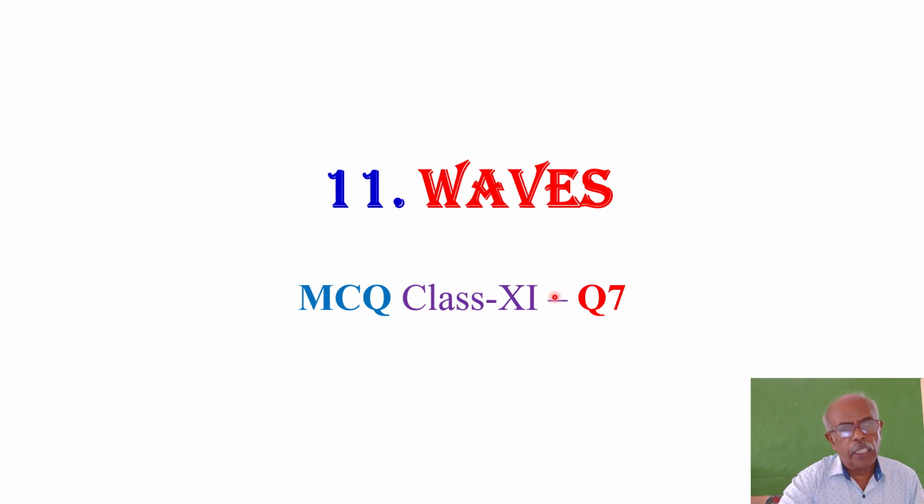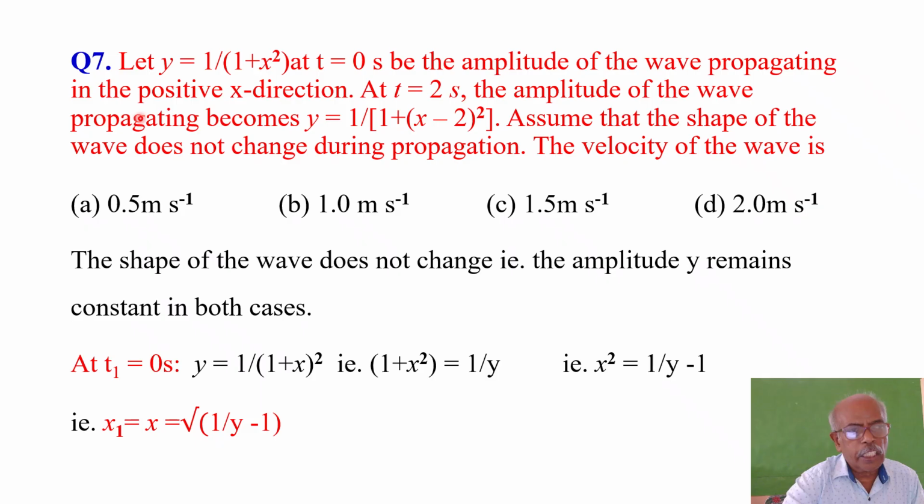In today's video, we are going to solve an MCQ in the chapter waves. The question is: let y equal 1 by 1 plus x square at t equal to 0 seconds be the amplitude of a wave propagating in the positive x direction. For the same wave, at t equal to 2 seconds, the amplitude becomes y equal to 1 by 1 plus (x minus 2) the whole square.